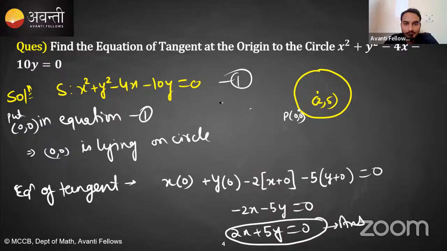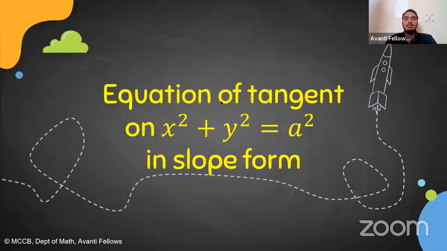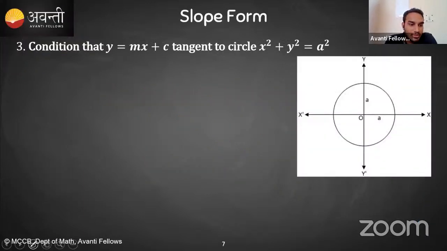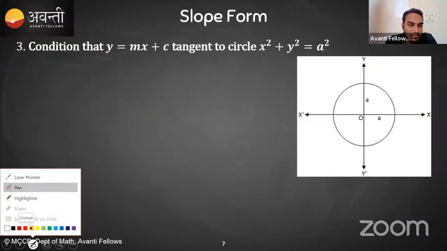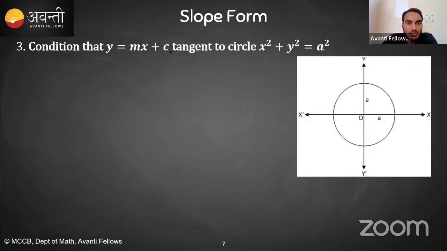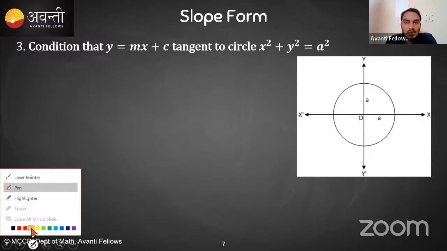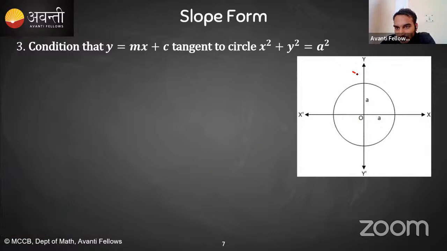So now let's talk about the equation of tangent to the circle x square plus y square is equal to a square in slope form. We are going to find the condition that y is equal to mx plus c is tangent to the circle x square plus y square is equal to a square. Let's say this is a tangent.